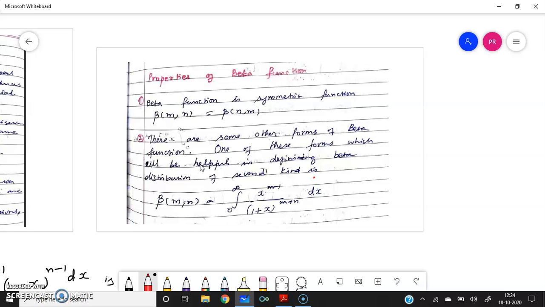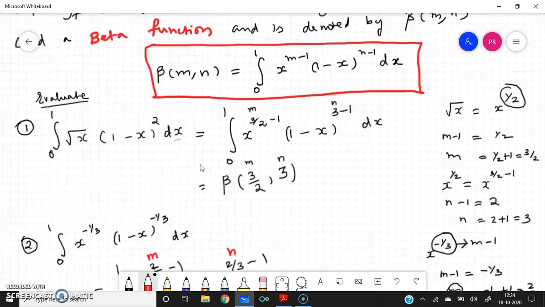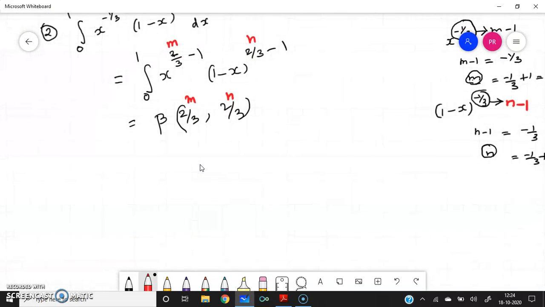Beta of m comma n equals integral 0 to infinity of x to the power of m minus 1 divided by (1 plus x) to the power of m plus n, dx. So there are different forms of the beta function. This is one of the forms. This will be helpful in defining the beta distribution of the second kind. Okay, I hope you understand something about the beta function. This is all about the beta function. There are some questions for you to solve, given in the notes I have given. Please solve those questions.